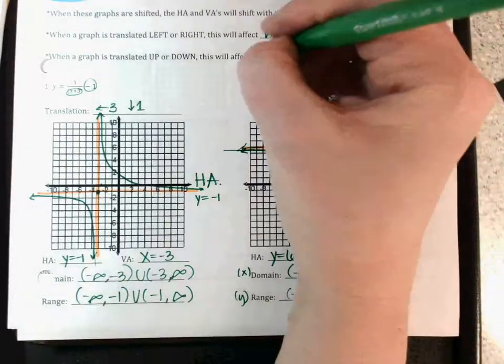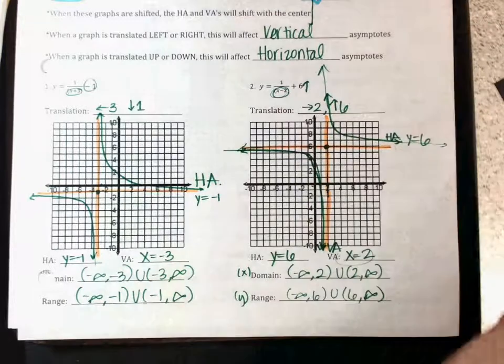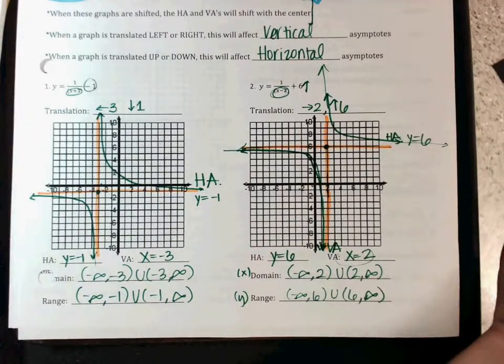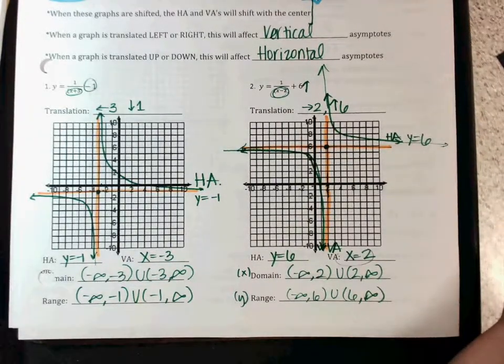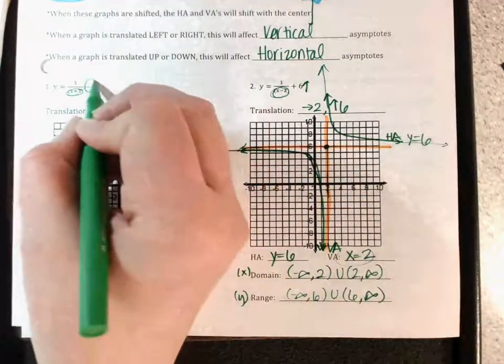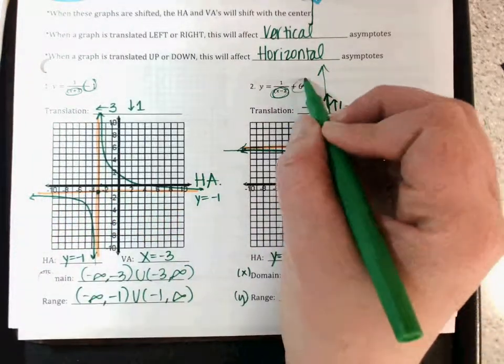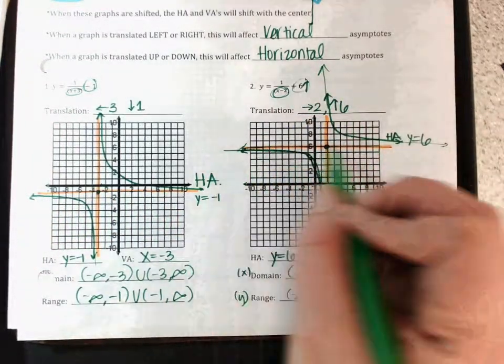That's your horizontal asymptote. So that might seem kind of backwards to you, but whichever way you move it, that moves the vertical asymptote if it's side to side, or it will be shifting the horizontal asymptote. So like here I had a -1, that's why I moved my flat line down 1. This one I had a +6, so I moved my flat line up 6.